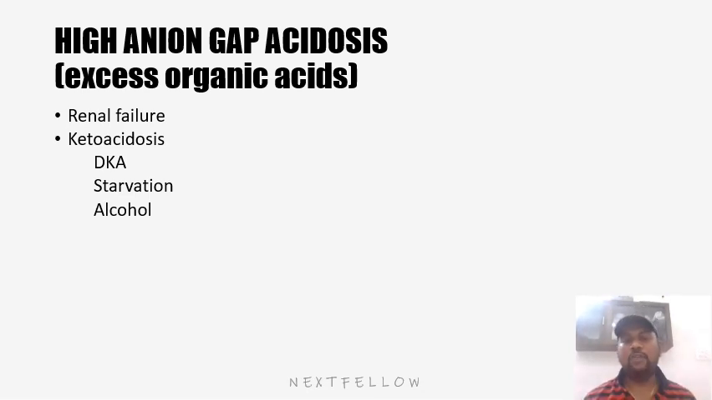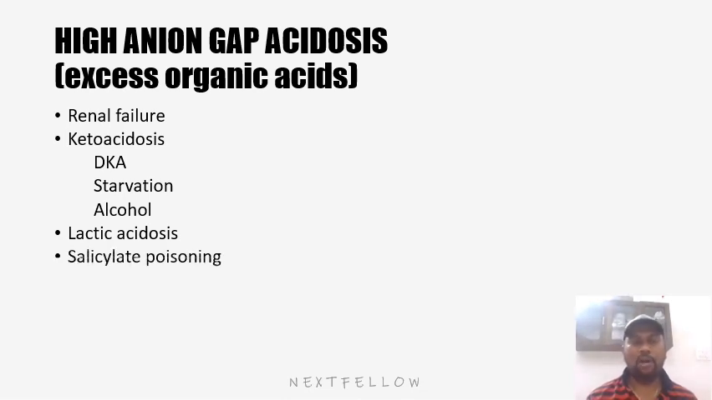Okay, so apart from keto acid accumulation, even lactic acid accumulation can also lead to the same type of metabolic acidosis. Then in salicylate poisoning, when you take salicylic acid, when it gets metabolized in our body, it will be converted to oxalic acid. So this accumulation of oxalic acid can again lead to high anion gap metabolic acidosis.